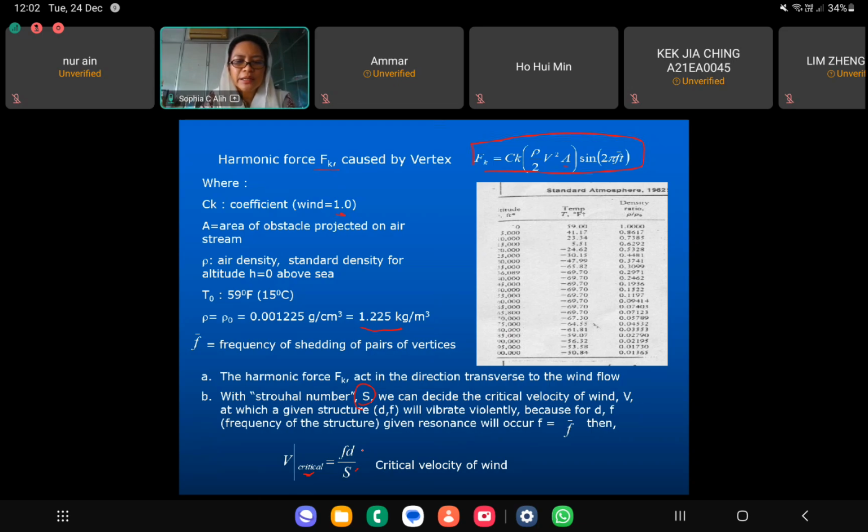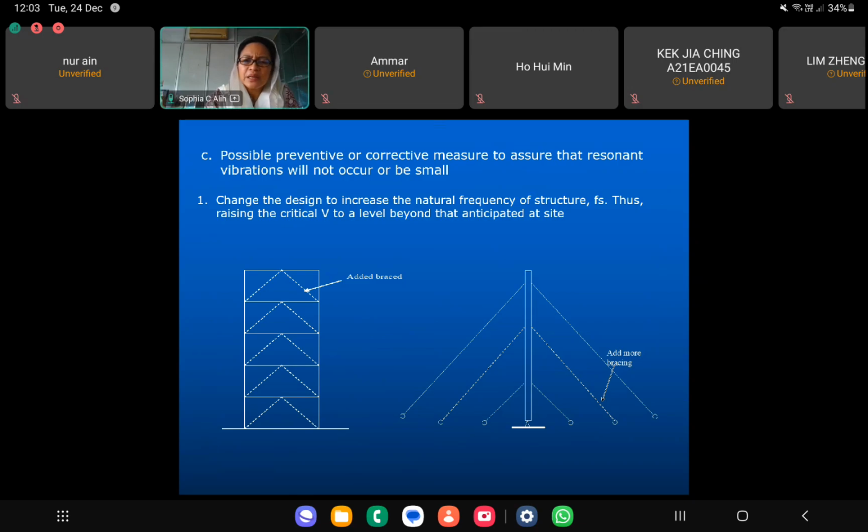So once you calculate the critical velocity of your structure, you can check it with the site. If the critical velocity almost falls into the anticipated velocity on the site, then it is sensitive to vortex. So this is the kind of indication that you can use to see whether that structure is sensitive to vortex or not, using the critical velocity.